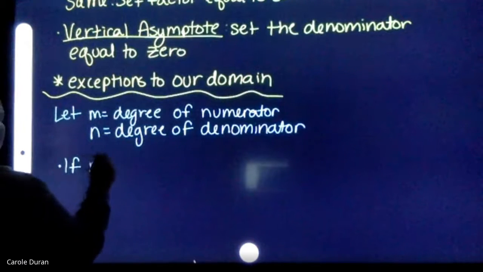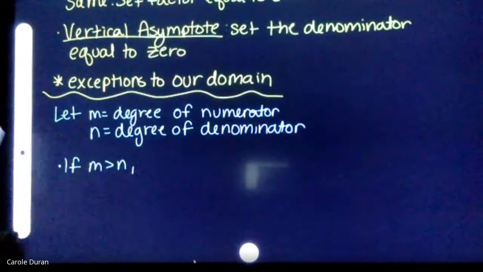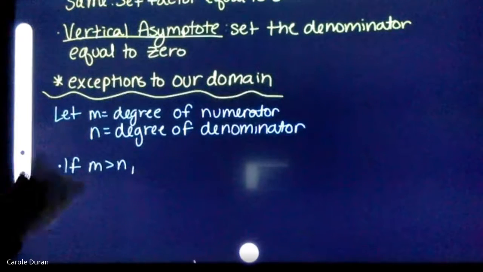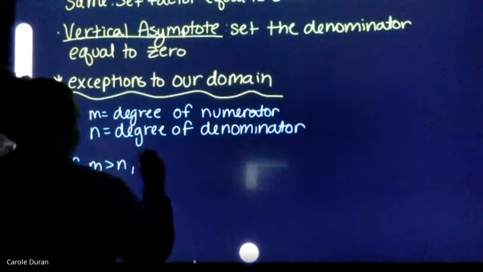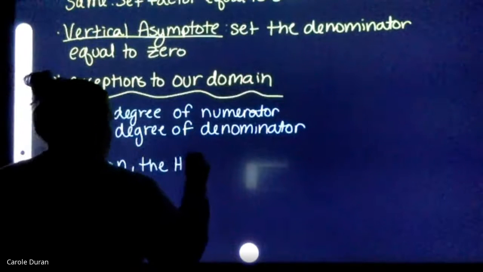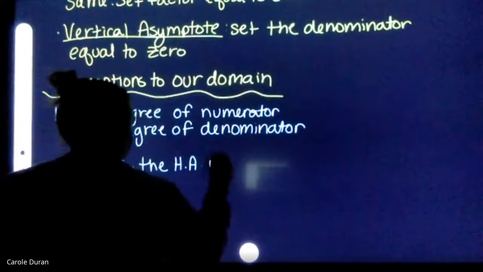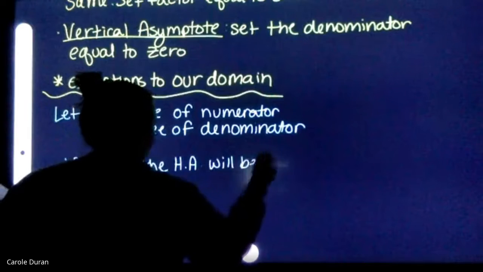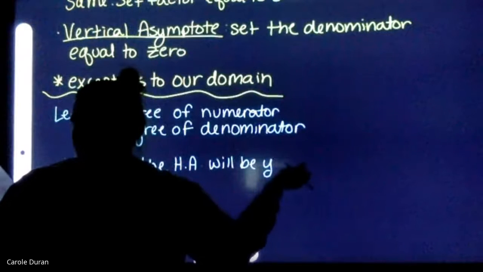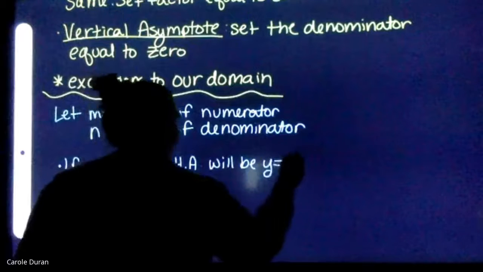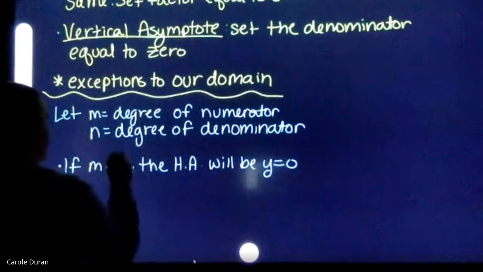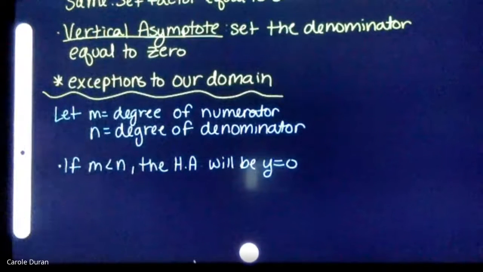If m is smaller than n, so if the degree of the numerator is smaller than the degree of the denominator, the horizontal asymptote will be y equals 0.